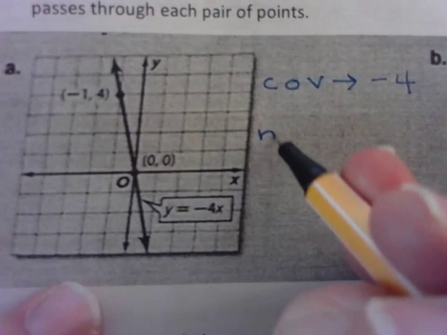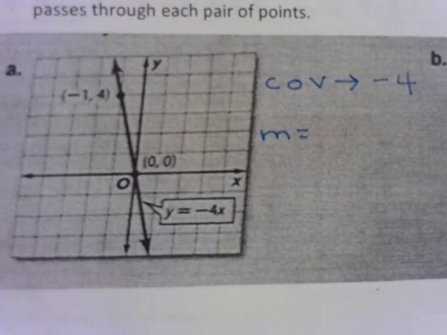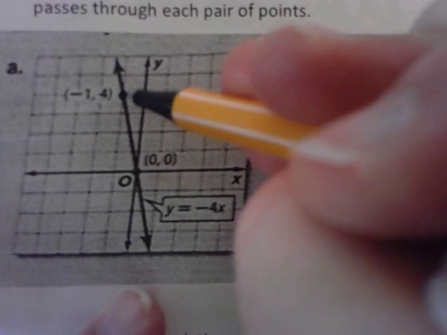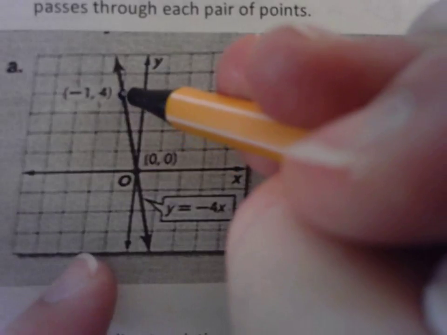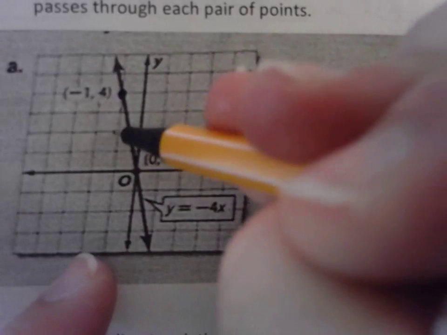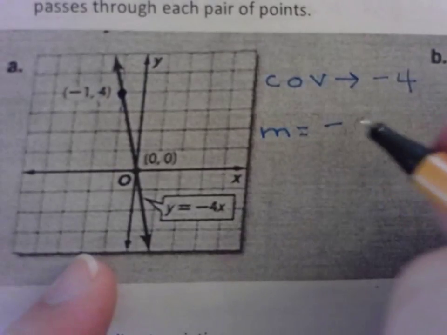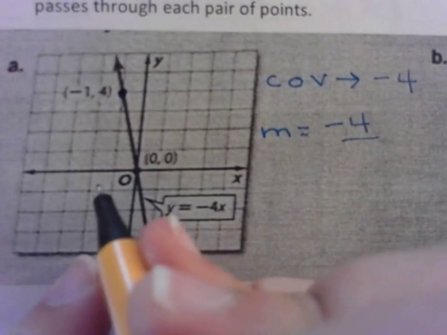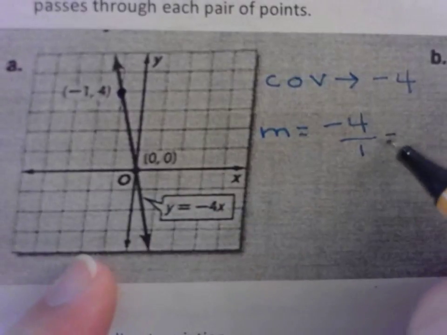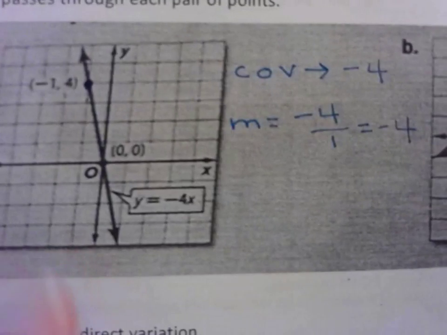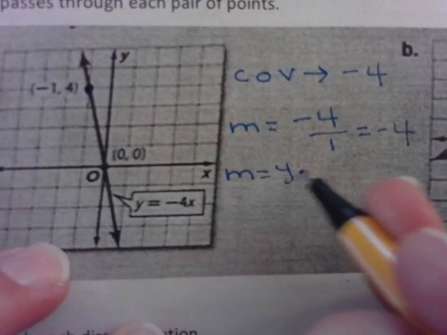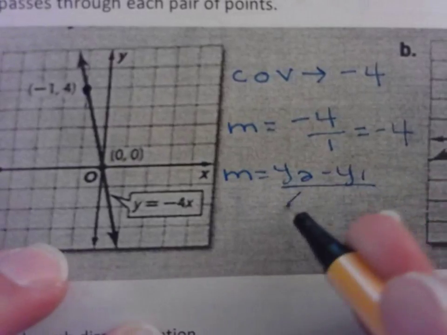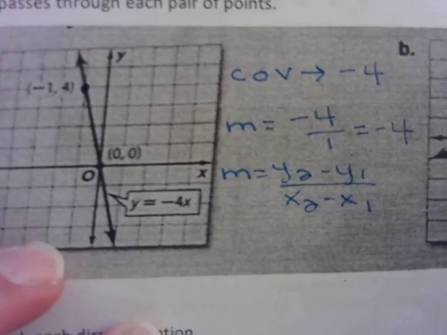How do I find the slope if I'm given 2 points? You can do rise over run. That's fine. I could start with my left point and do rise over run. So I go down how many? 1, 2, 3, 4. So that's negative 4. And I run 1. So that is negative 4. What's another option to find the slope? y2 minus y1 over x2 minus x1, like we did on the warm-up. Either option is fine.